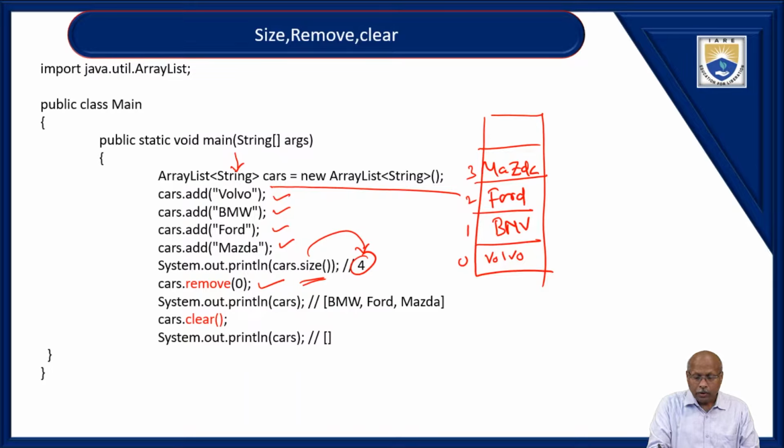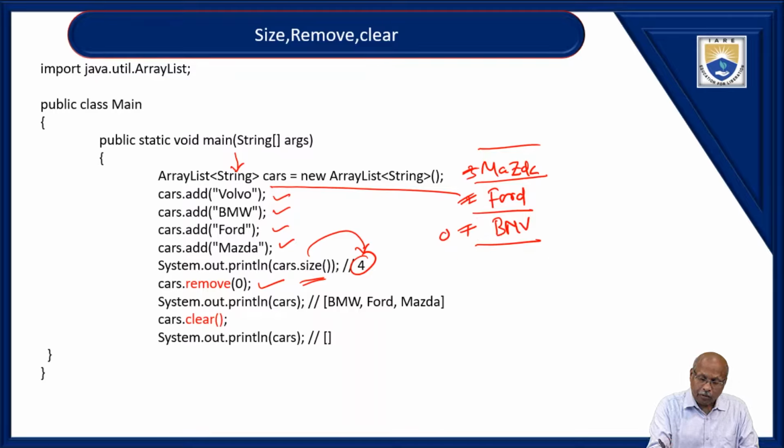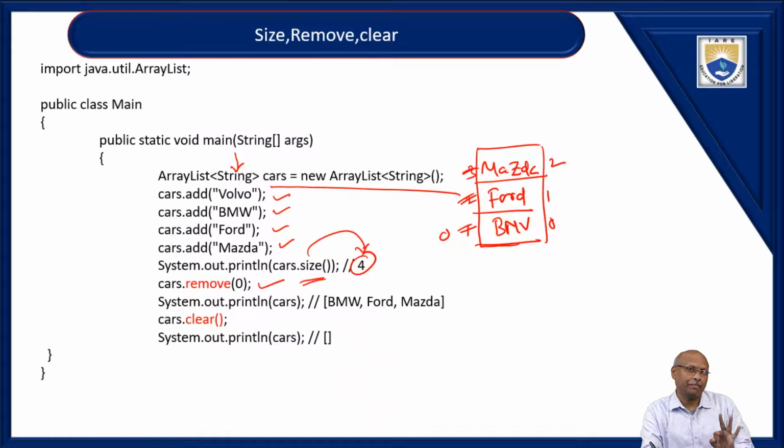When you say remove 0, then this 0th item will be removed. After removing, because this is dynamic, it will shrink. This index will be changing. Once you remove the 0th item, it is removed from the memory. So now BMW becomes the 0th index, then Ford 1st, then Mazda 2nd. Now the size becomes 3. So the index changes automatically because it is a dynamic array.